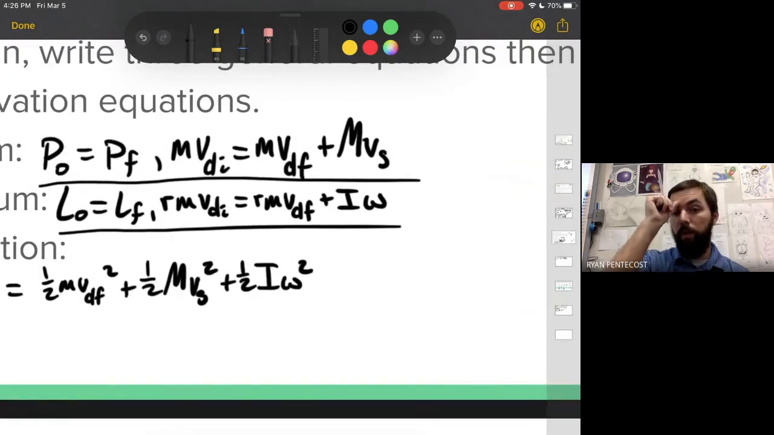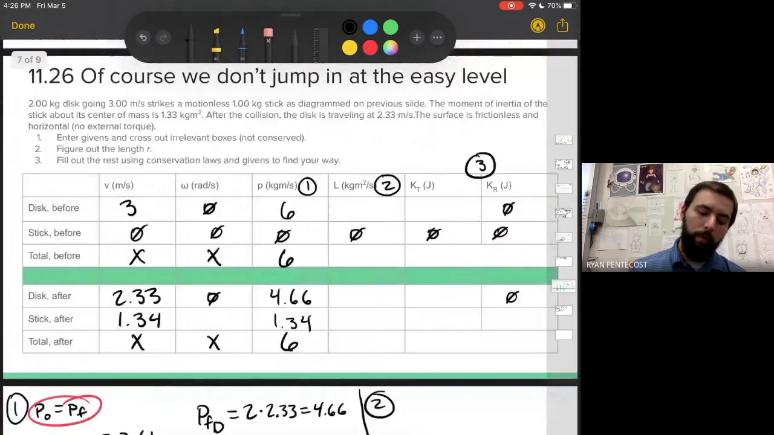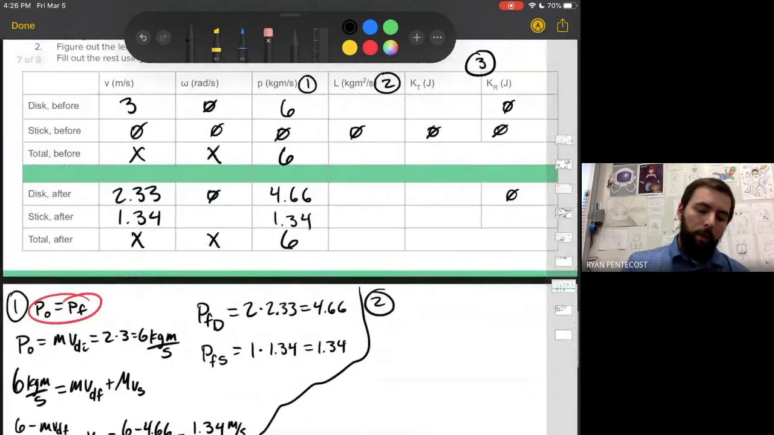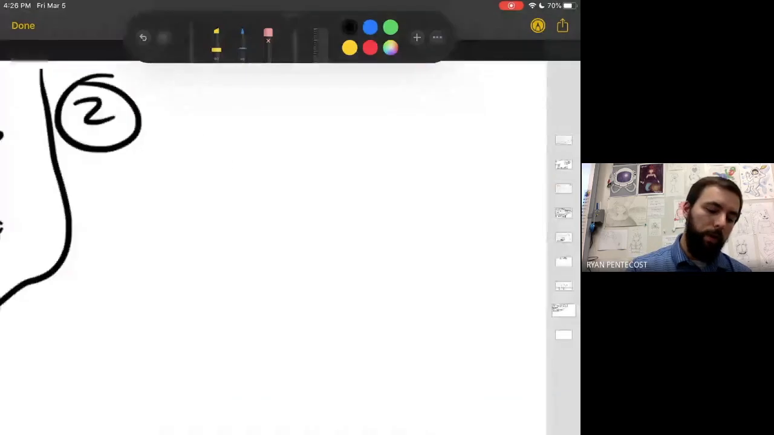Initially, we start with R m V_DI, the radius times the mass of the disk times the initial velocity. That will equal the radius times the mass of the disk times the final velocity plus I omega. Right? Just want to go over that real quick. So let's do L initial equals L final.